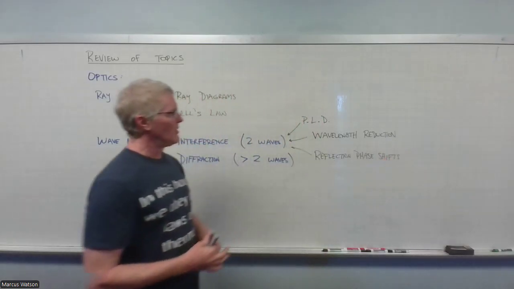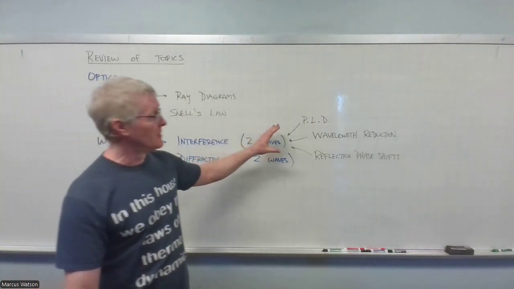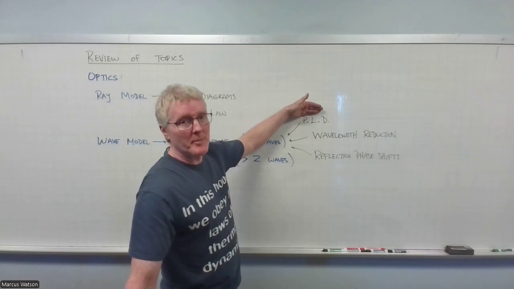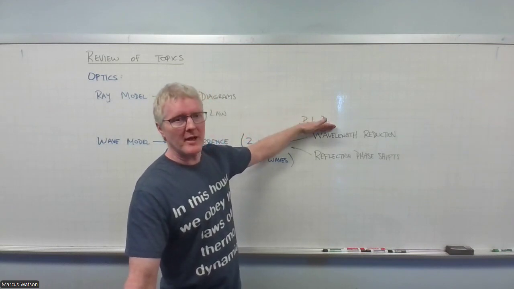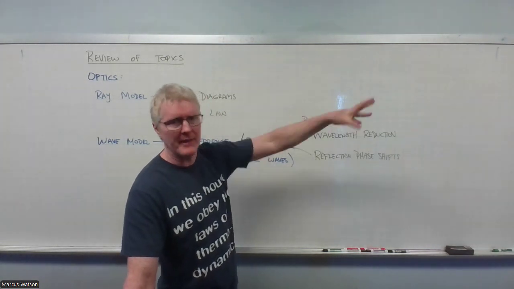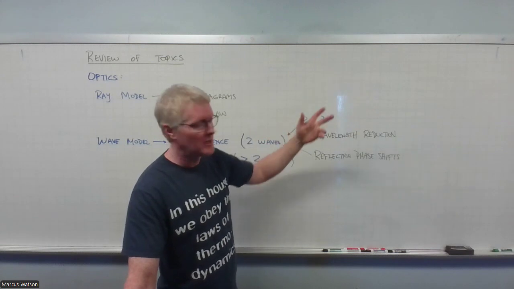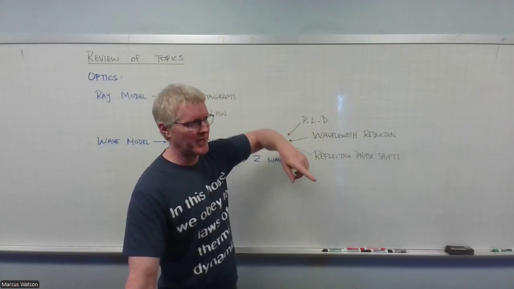So all 3 of these were present when we analyzed thin films. The path length difference showed up only in the double slit. The wavelength reduction shows up only when you have 2 light waves and one goes through a glass block and then they interfere after it emerges.